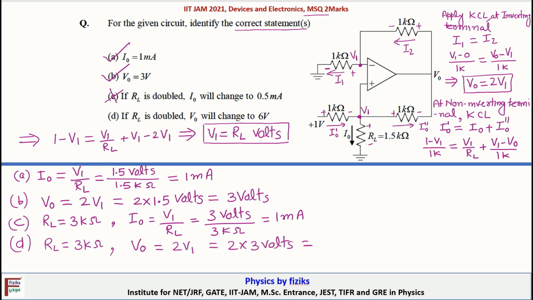So that will give you 6 volts. So option D is correct. So in this question, options A, B and D are correct. 3 options are correct.